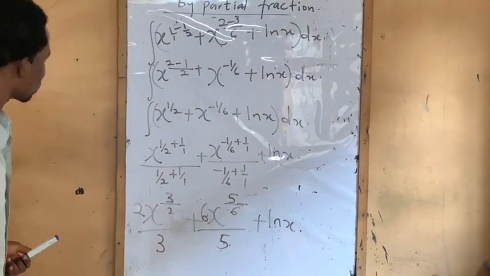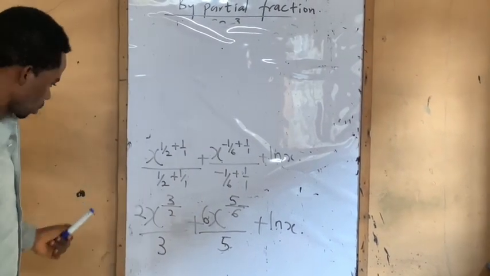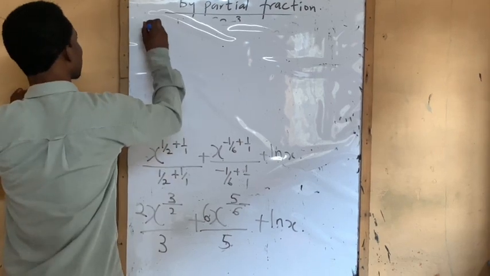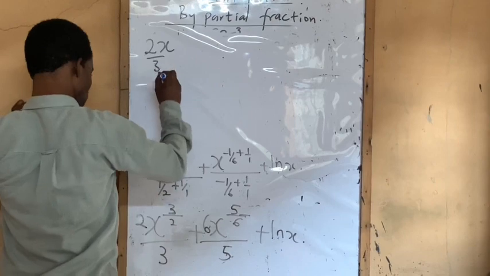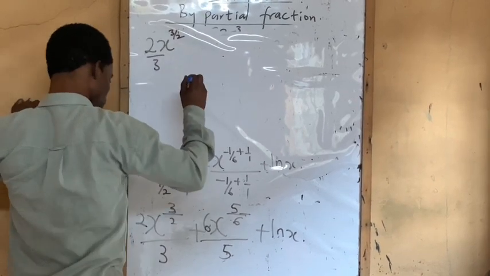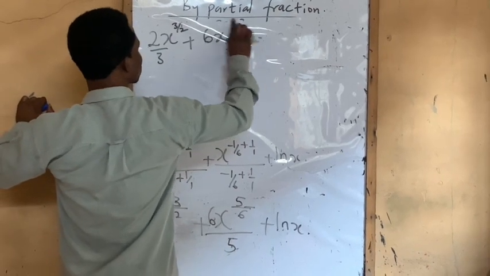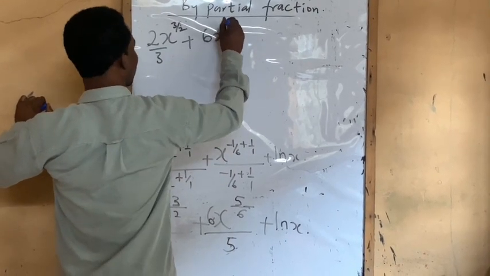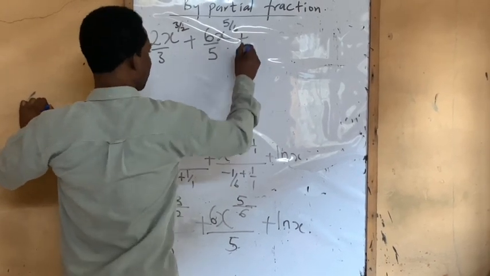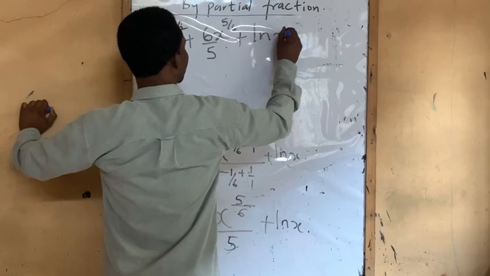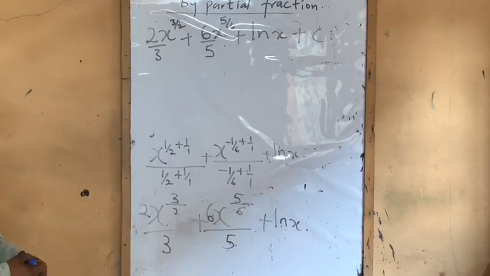So that means the final answer. Our final answer is 2x all over 3 raised to the power 3 over 2, plus 6x raised to the power 5 over 6 all over 5, plus ln x plus c, arbitrary constant. So that is that.